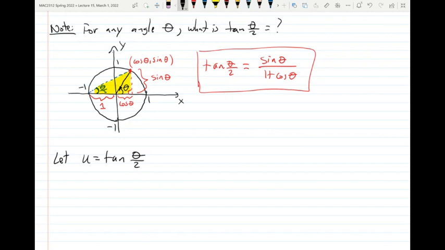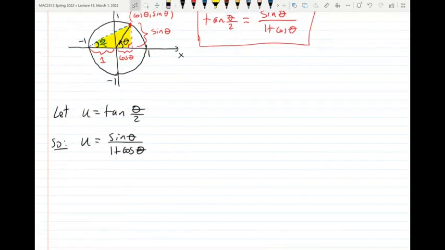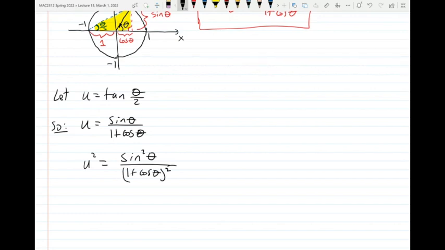That's my goal. So if I let u equals tangent of theta over 2, of course, that's like saying that u equals sine over 1 plus cosine, because that's what tangent of theta over 2 equals. It's going to be clear in a second why I'm letting u equal this. Let's just go with this for now. All right, so my job now is to write sine and cosine in terms of u. So here is a trick that I'm going to do. I'm going to square both sides. So from here it follows that u squared equals sine squared over (1 plus cosine) squared.